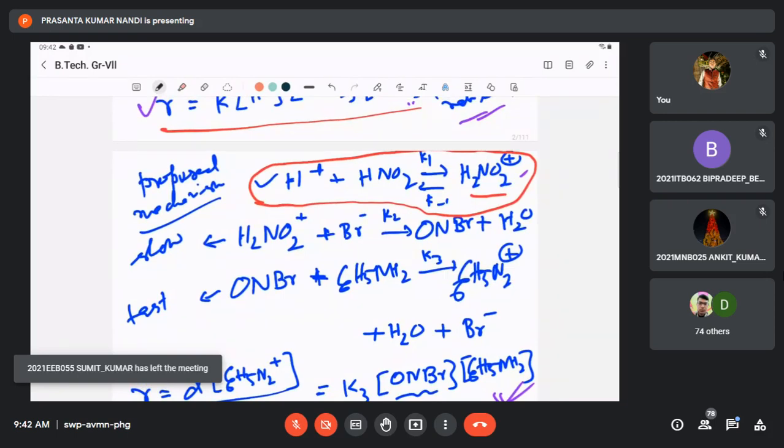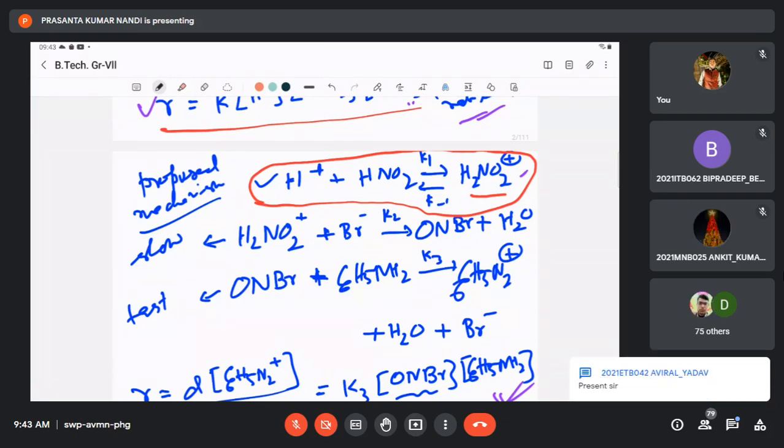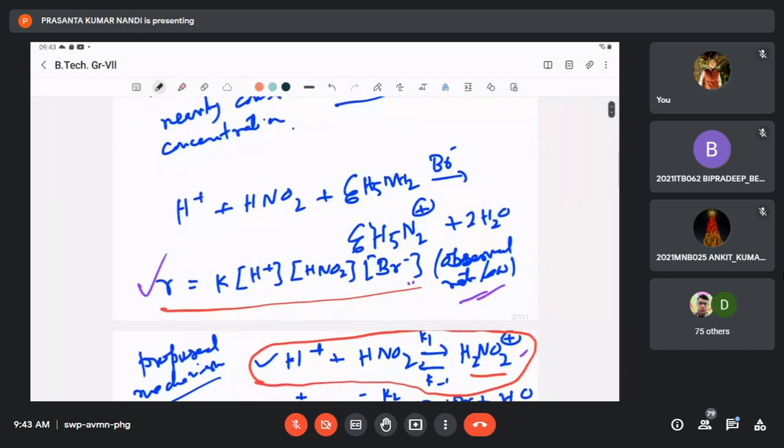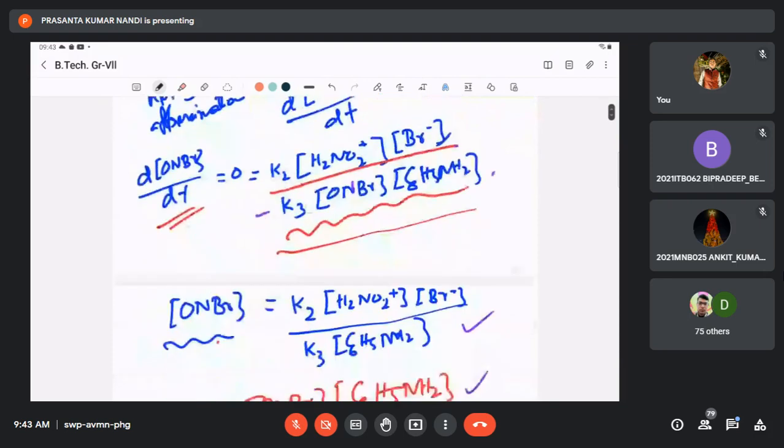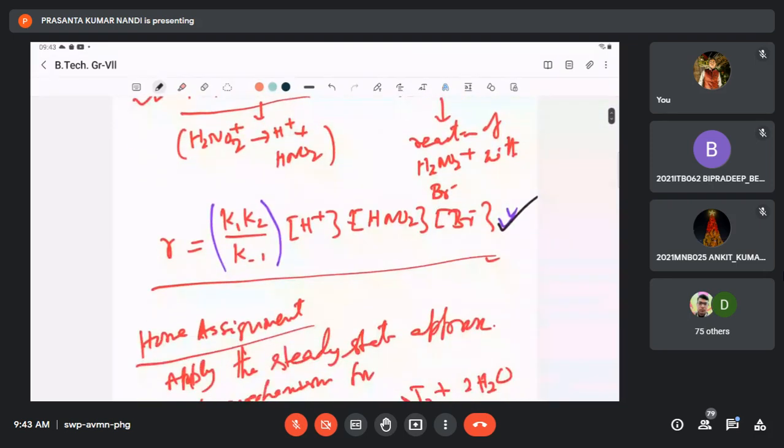That is the decomposition of H2NO2 plus. I am saying that rate is faster, because in the first step we have assumed it is a reversible reaction which is very fast, meaning both forward and backward are fast. And the slowest step is the second step. So that way we can explain this observed rate law. If we make that approximation, only then can we explain this observed kinetics. That is very important.